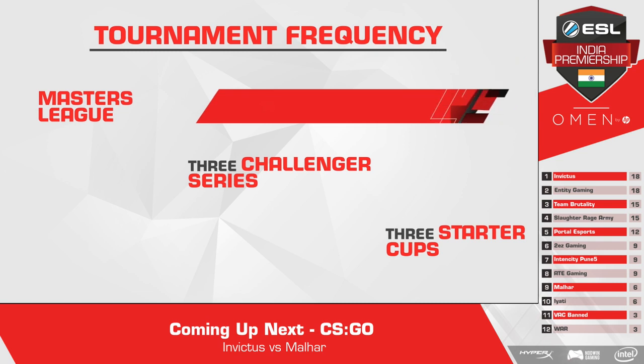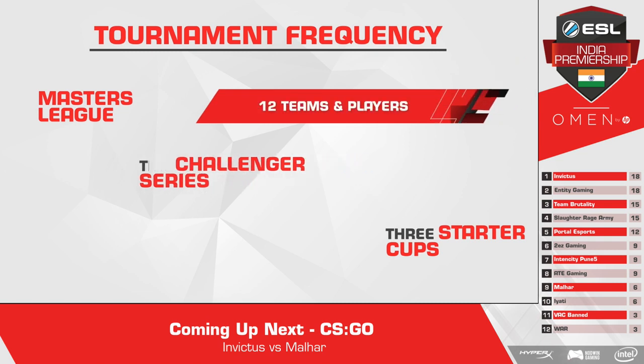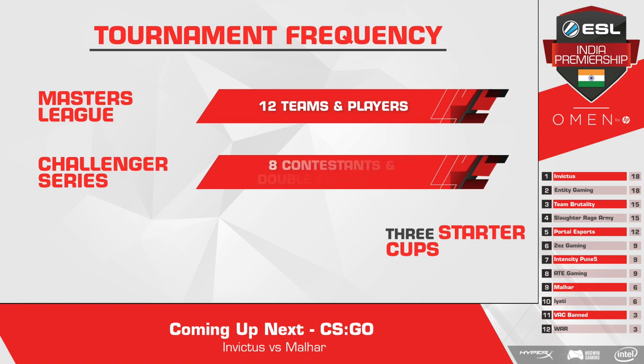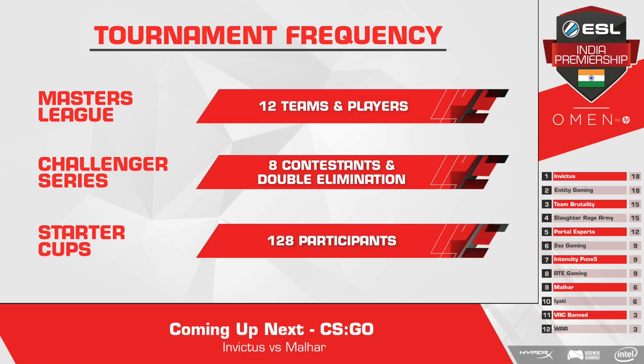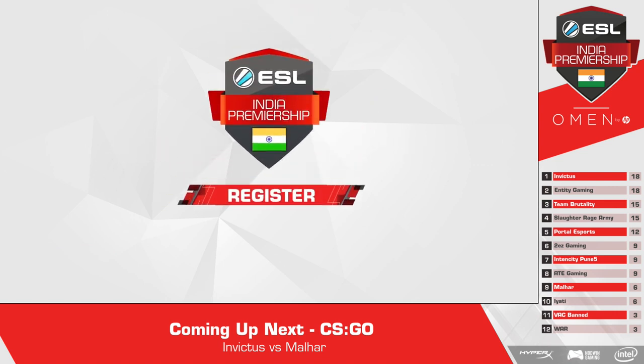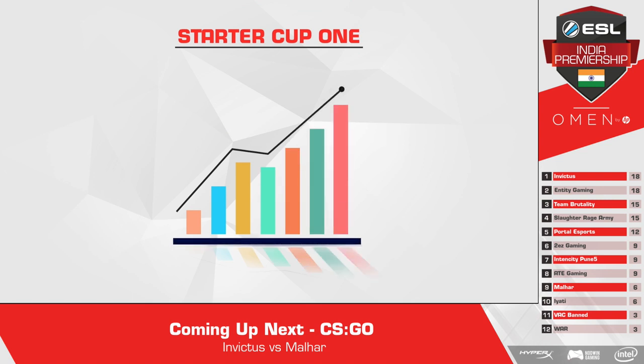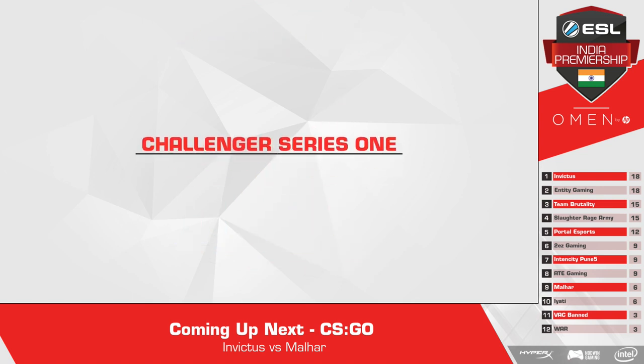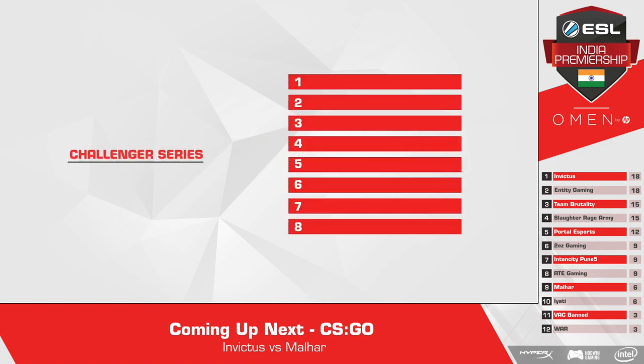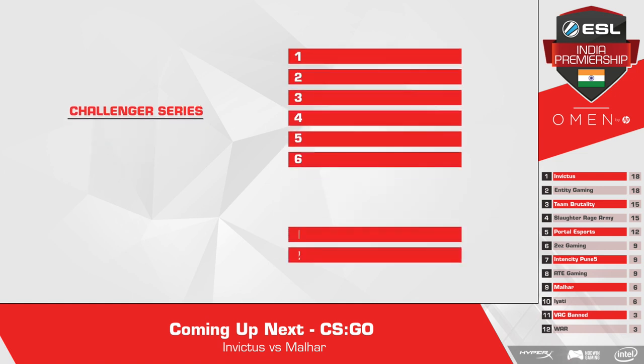The Masters League now hosts 12 teams and players. Meanwhile, the Challenger Series has 8 contestants and follows a double elimination format. Finally, the Starter Cups are now limited to only 128 participants, so make sure you register for the Premiership now. Once you register for the Starter Cup 1, you'll have to fight your way to the top. At the end of the phase, you will get promoted to the Challenger Series 1. You should try and maintain your position in the Challenger Series 1, 2, and 3. But this is no easy task. At the end of every phase, the bottom 2 contestants are dropped out. They are replaced by the top teams from the Starter Cups.